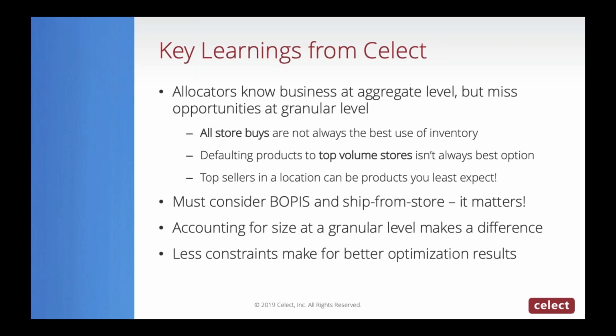The second area that we see as a big learning is that a lot of the time, buy online, pick up in store, and these new models where you're shipping from the store are actually really skewing the demand for that store. So it really does matter. As you think about the allocation, it really needs to be taken into account.